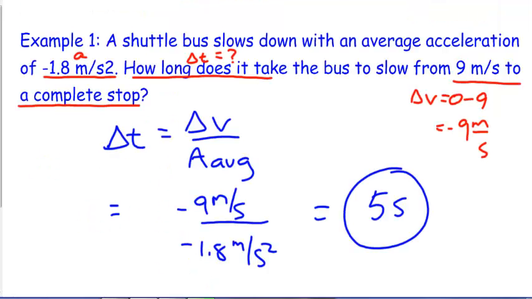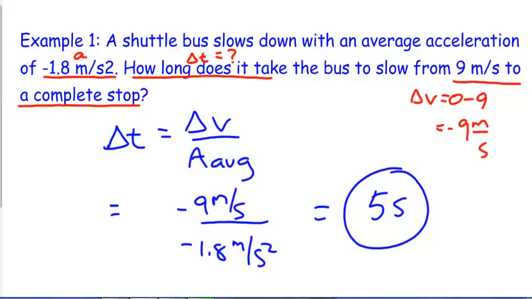Now I'm going to go ahead and put in my numbers. So I know that delta t is equal to delta v over a average. That's negative 9 meters per second over negative 1.8 meters per second squared. When that gets divided out, the answer is 5 seconds. Go ahead and try it for yourself.